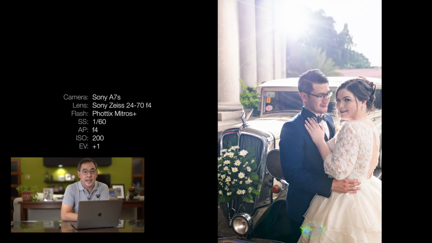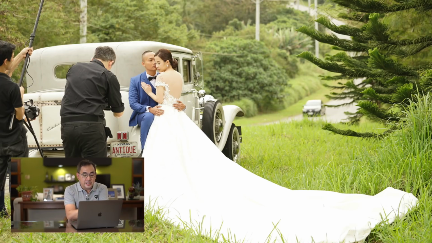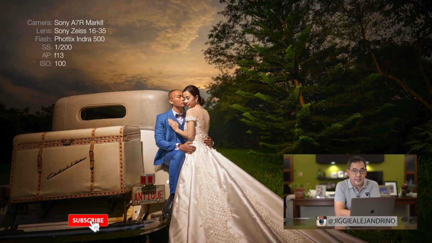I shot this at f4, 1/60, ISO 200. My exposure compensation was +1 in order for me to get the proper exposure for the subject's face. Next, this scene was basically on the side of the road. We stopped because when we were driving, I actually saw the sun peeping, because again, it was another cloudy day. I had my Phottix Indra here, and I underexposed the scene to be able to get a shot like this.